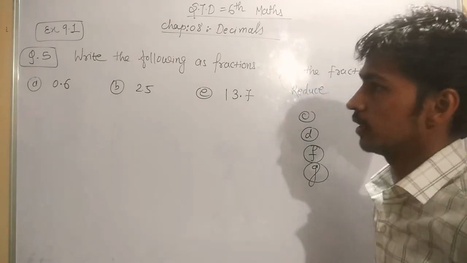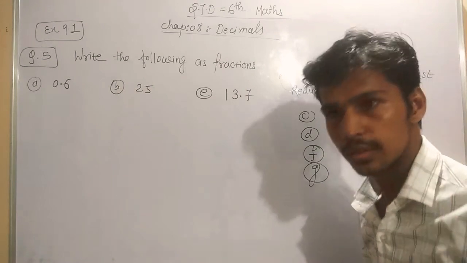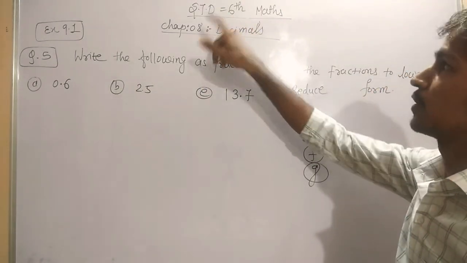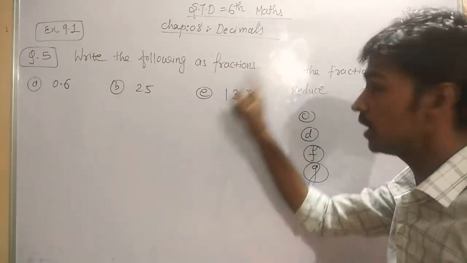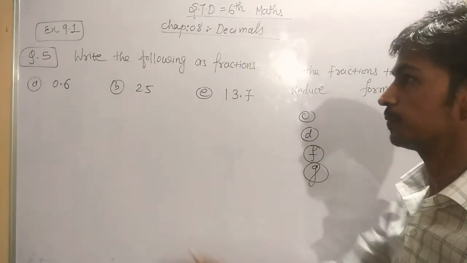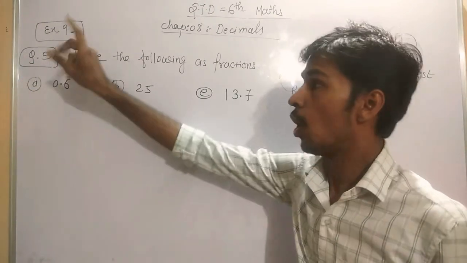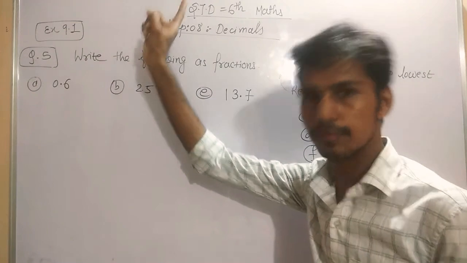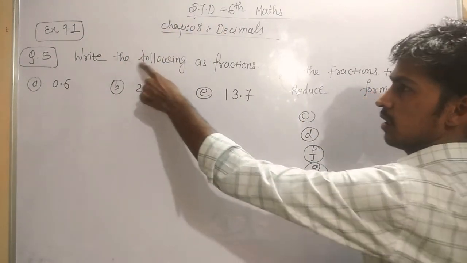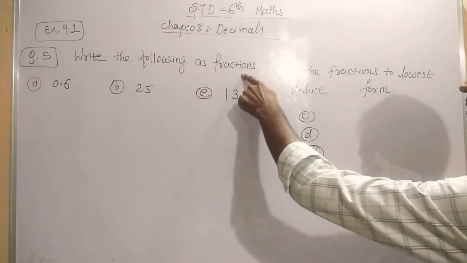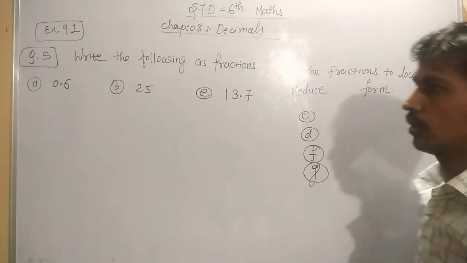Hello students, this video is related to standard 6th, subject is math, chapter number 8, decimals. Okay students, here I am going to explain question number 5 of exercise 9.1. And the question is, write the following as fractions and reduce the fraction to lowest form.